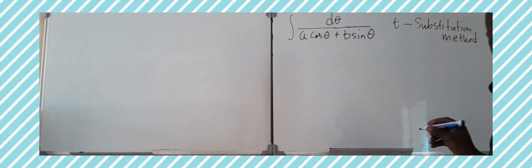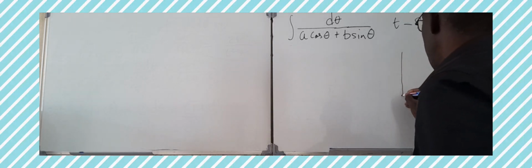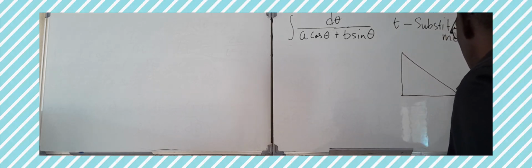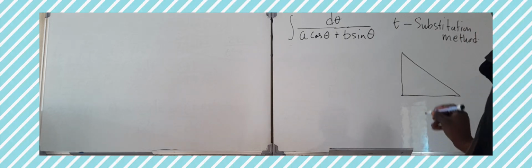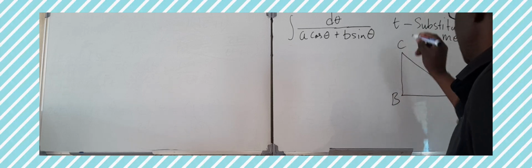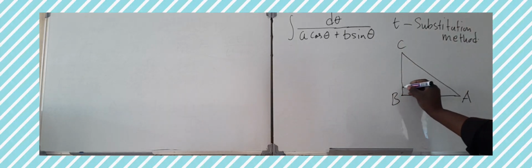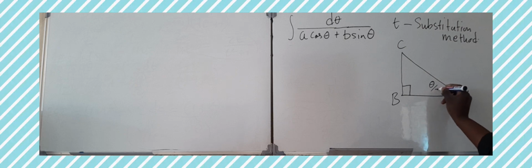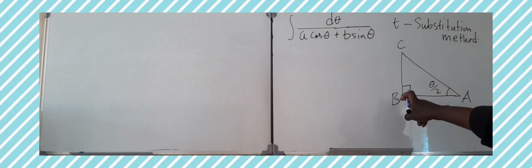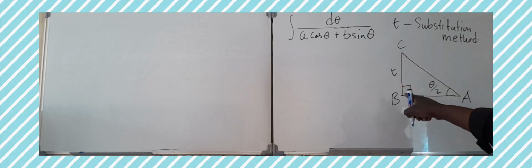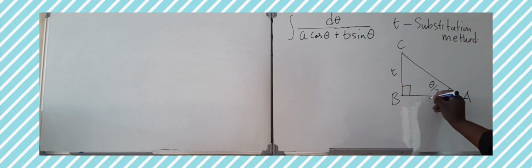The first thing that we want to imagine is that we have a right-angled triangle like this. Let's label it A, B, C, and let this triangle be right-angled at B. Let the angle at A be equal to theta over 2. Let the length of side BC be equal to T. Let the length of the side AB be equal to 1.